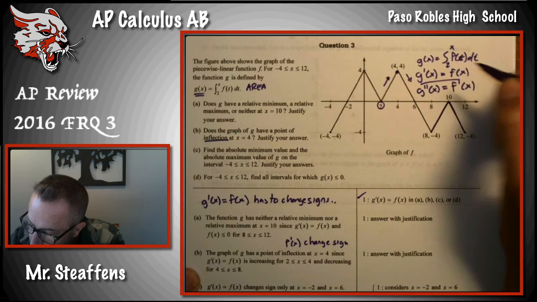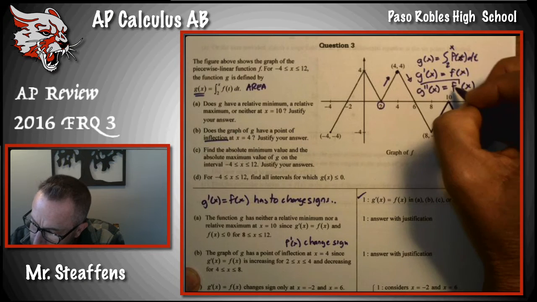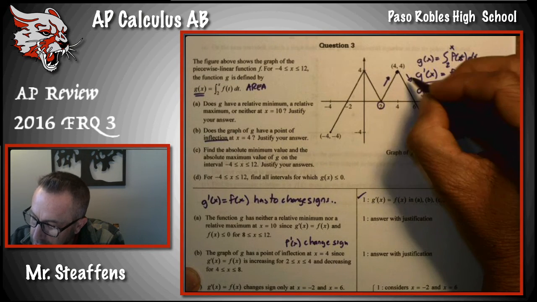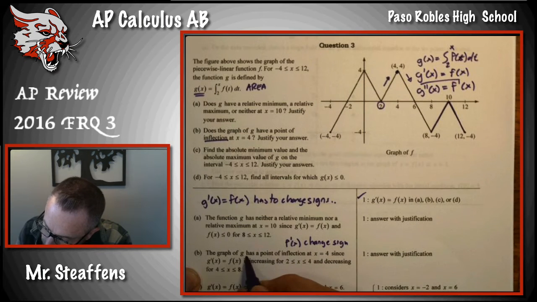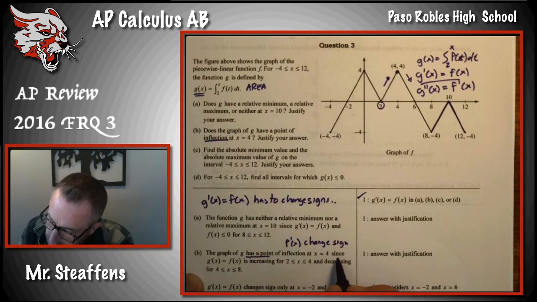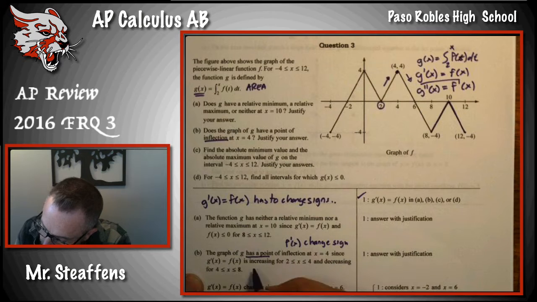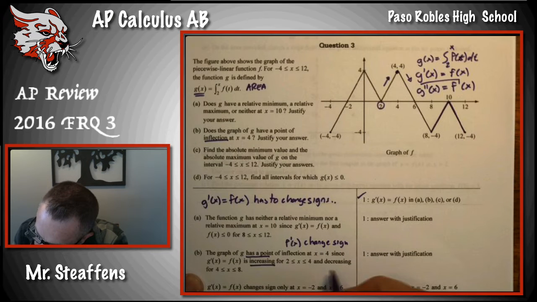So I can say, you know what? Since f prime is changing direction, g double prime is changing from positive to negative. So there we go. It has a point of inflection at x equals 4. Since it changes sign, f prime is increasing and then decreasing.